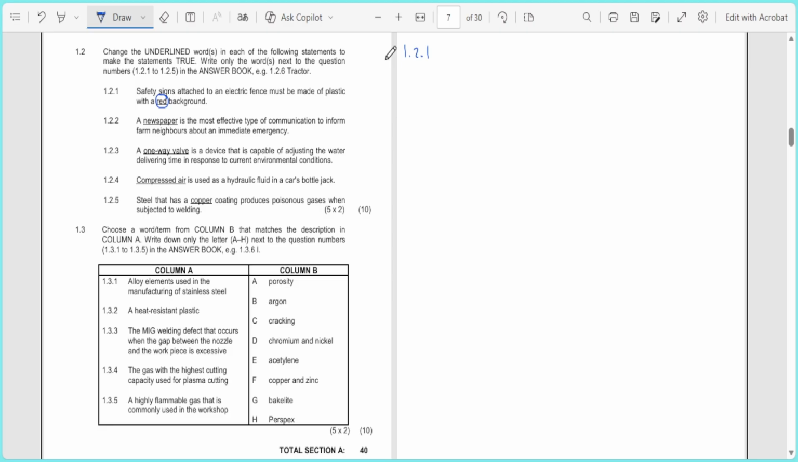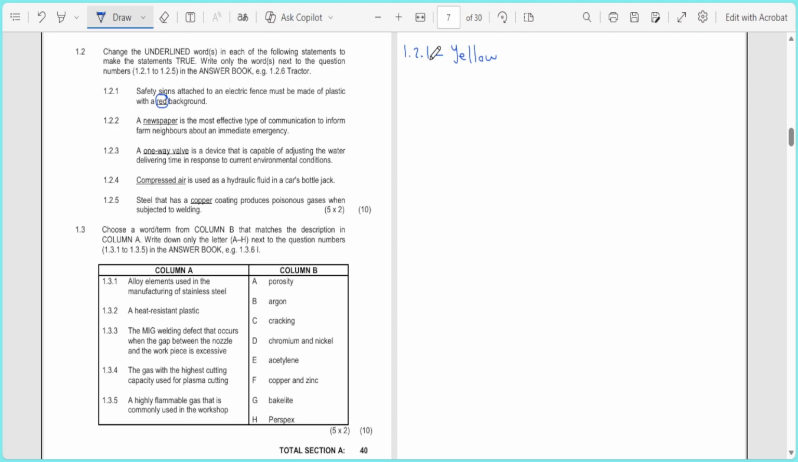Okay, so let's answer the first one. Now let's think for a minute here. Red background. So we need to change the underlined words to the correct one. I'm going to say yellow for this one. Now, the question is why? The red background is incorrect because international safety standards specify yellow for electrical hazard warnings, for high visibility and for universal recognition.